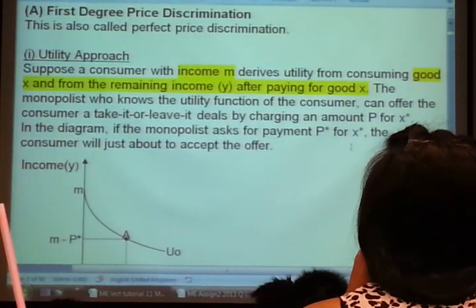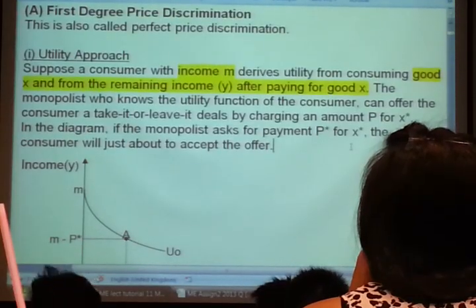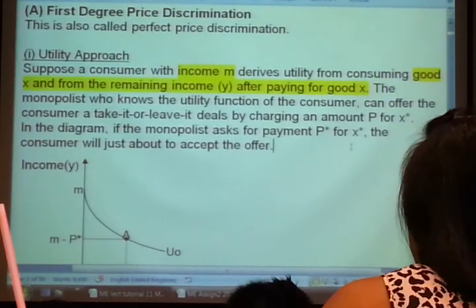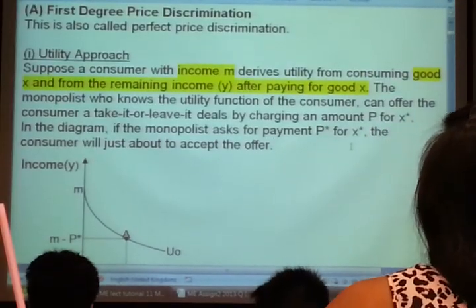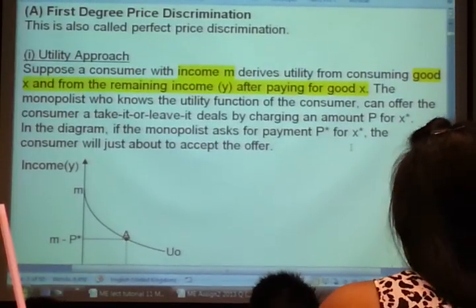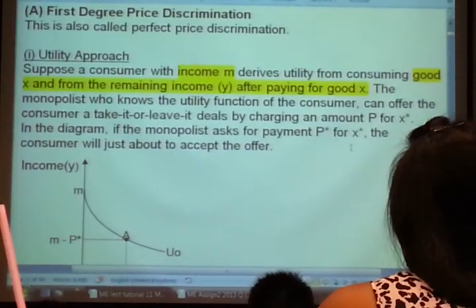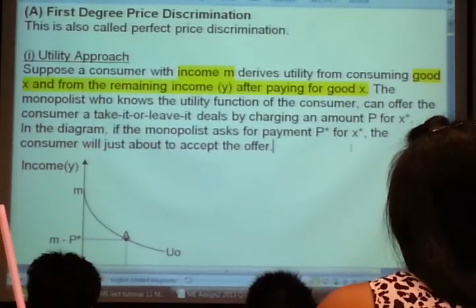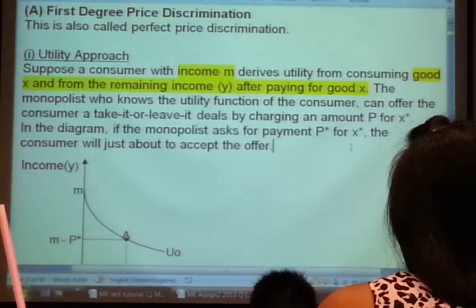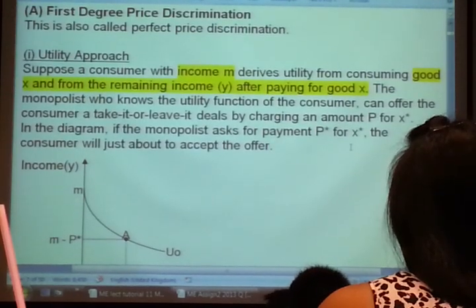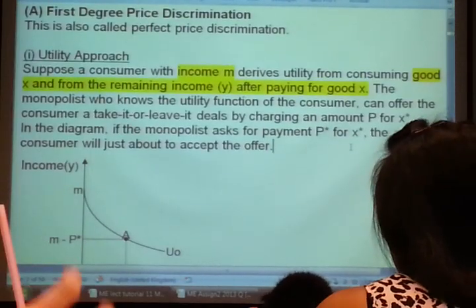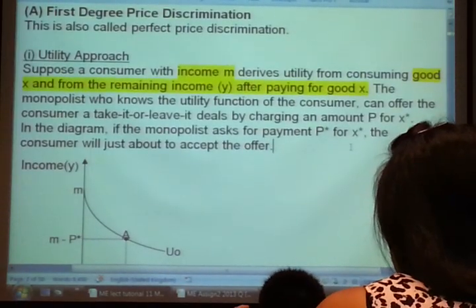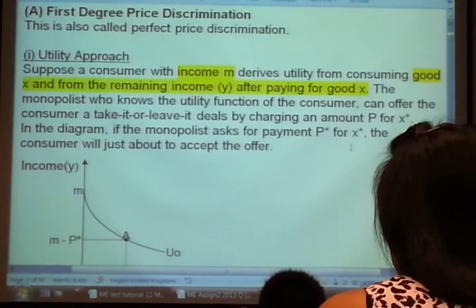Of course, if your income is M, you derive satisfaction from what? Consuming X. Now, after you pay for X, you still have some income left. Do you derive satisfaction from the remaining income? Sure. I'm sure money also gives you satisfaction. Well, some people look at money and they smile. So I think money is also a form of utility.